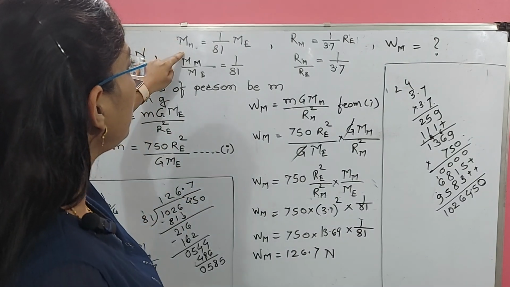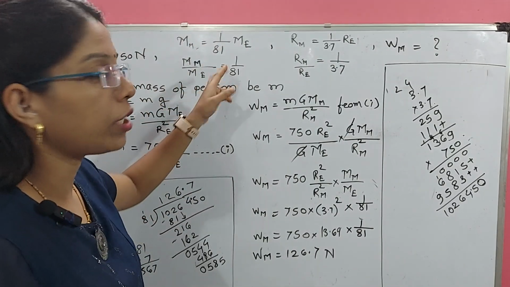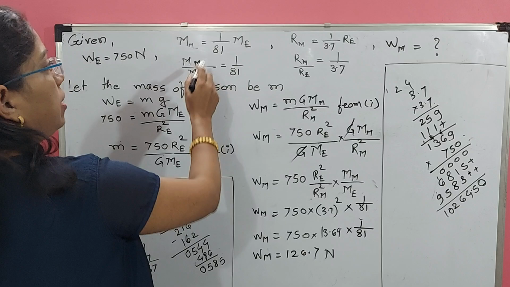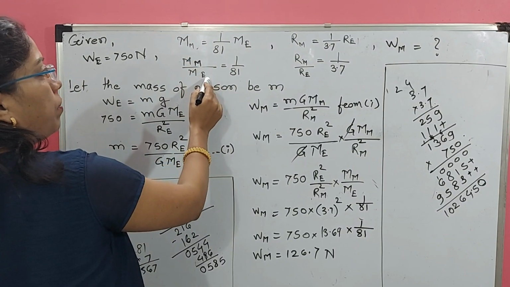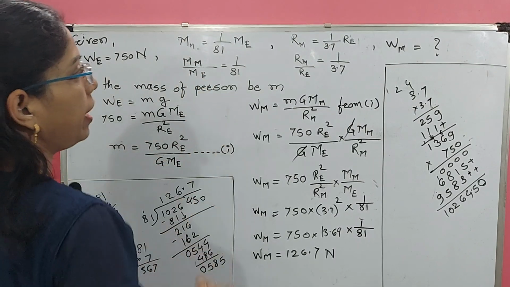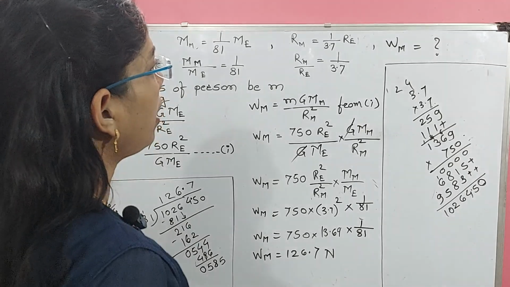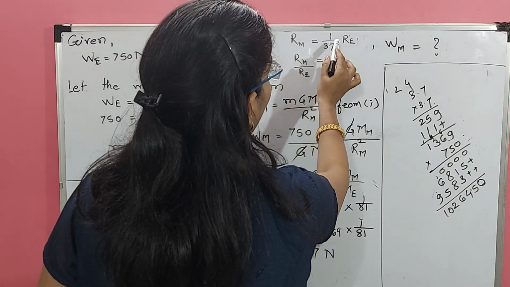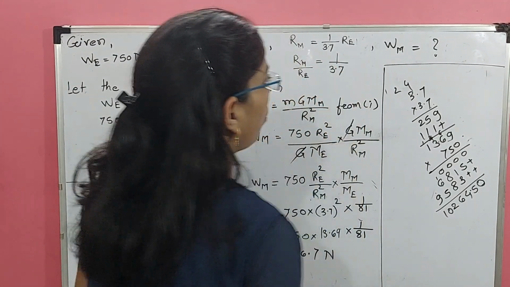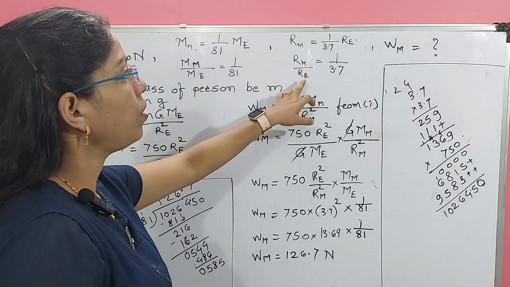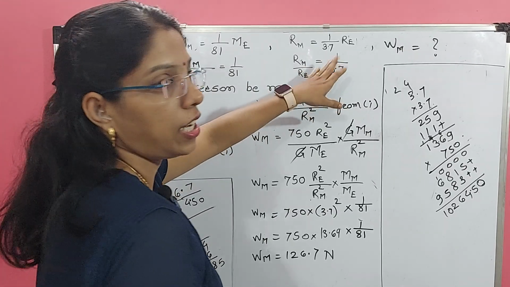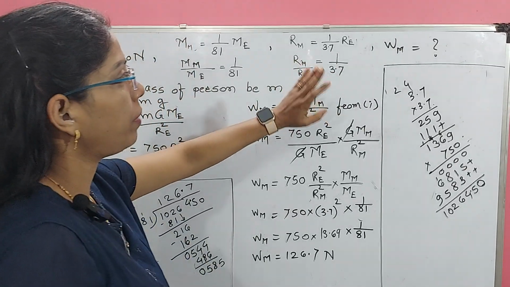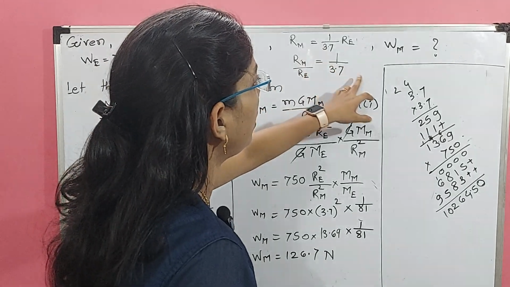So weight is 750 Newton on earth. The mass of moon is 1 upon 81 times that of the mass of earth, so we can write mass of moon upon mass of earth is 1 upon 81. Another thing given is that the radius of moon is 1 upon 3.7 that of the radius of earth. So radius of moon upon radius of earth is 1 upon 3.7.